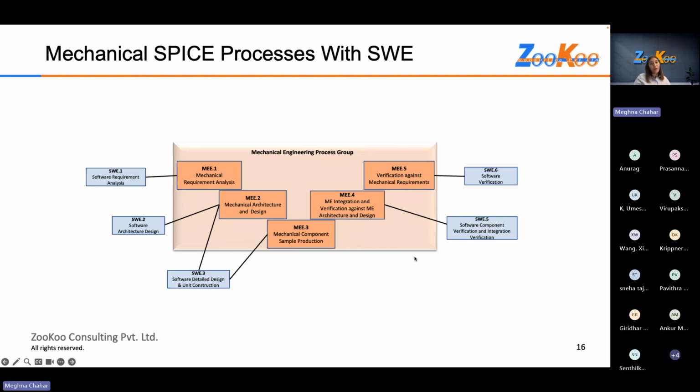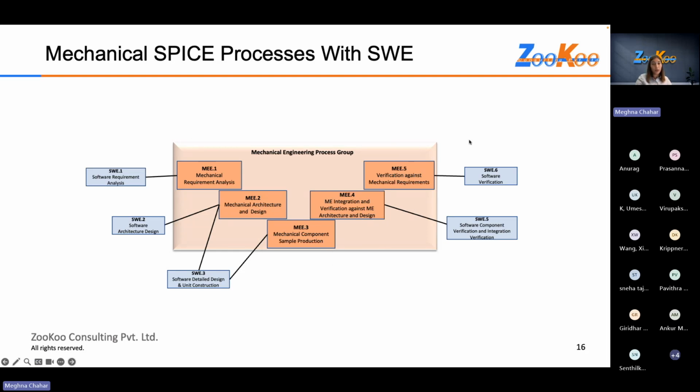Now, before I go to the next slide, I would like to point out that this is a model. And a model is not saying that your organizations, when you are actually implementing it, should have processes that look exactly the same.